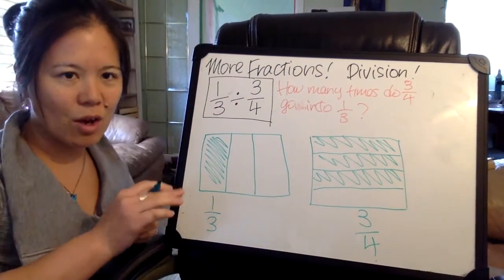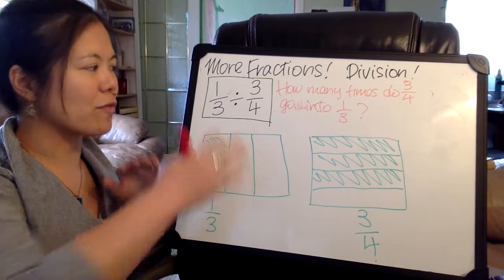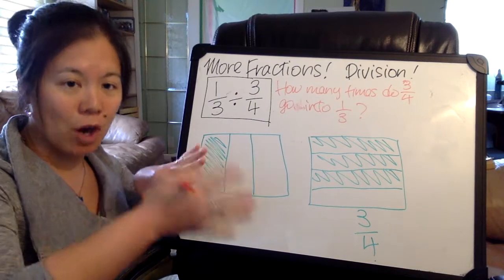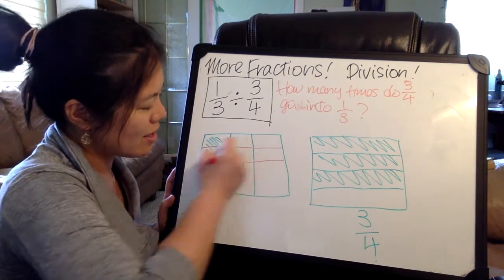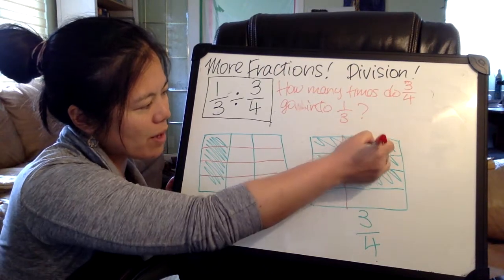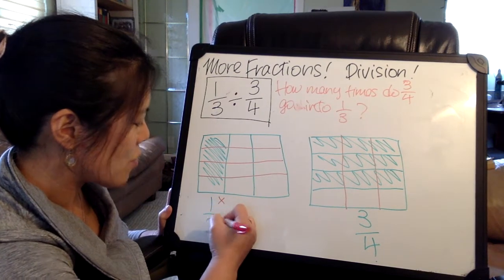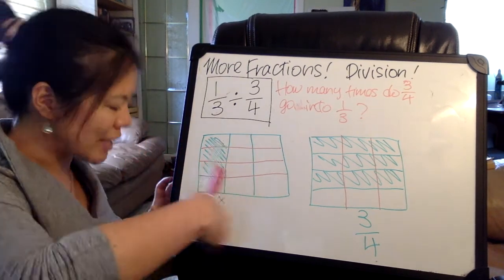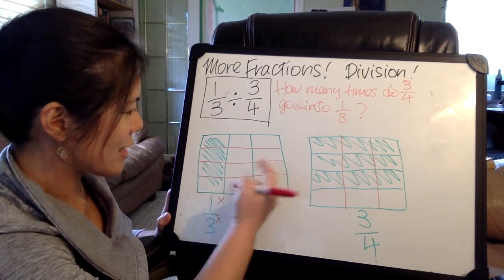Okay, so in order to find a common denominator for these two fractions, I am going to superimpose the two area models on top of each other. So I am going to dissect this one from side to side in 4 equal parts. I'm going to dissect this one from top to bottom into 3 equal parts. So in order to find a common denominator, I'm going to find an equivalent fraction, right? Using the common denominator.